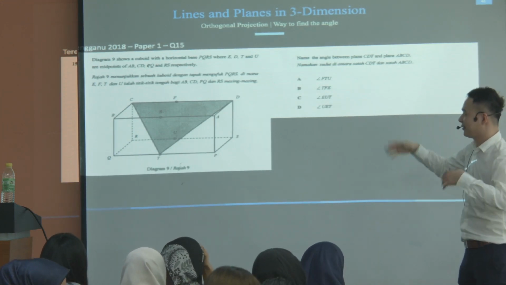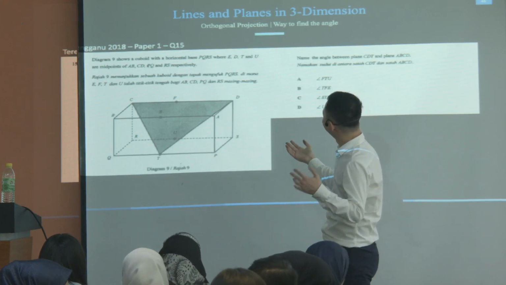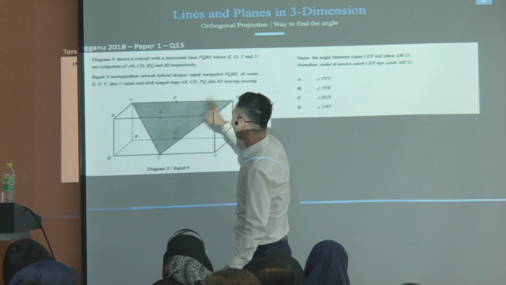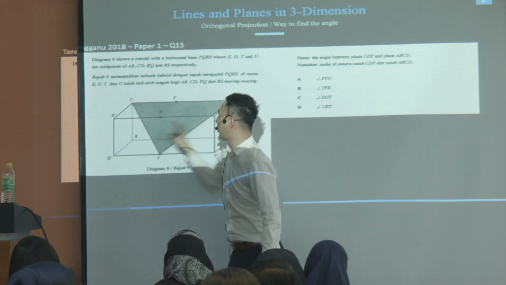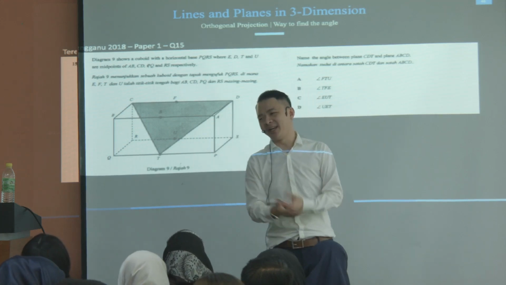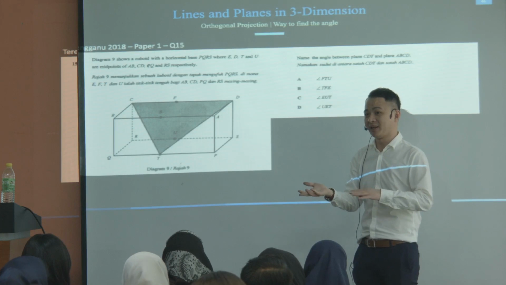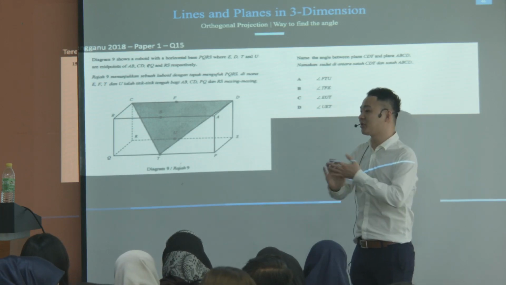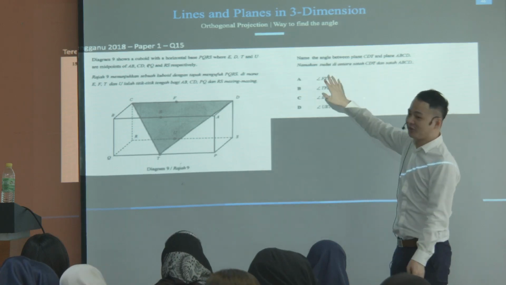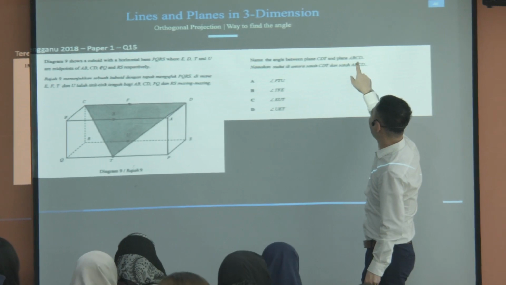We have this diagram, and it is a cuboid, and then you have a midpoint. So E, D, T, U are the midpoints of each other. Basically, this one is the midpoint of this one, which is the midpoint of this one. Whenever you see a midpoint in SPM or some past year papers, most of the time you can use the midpoint to get the correct answer. They ask you to find the angle between CDT and ABCD.